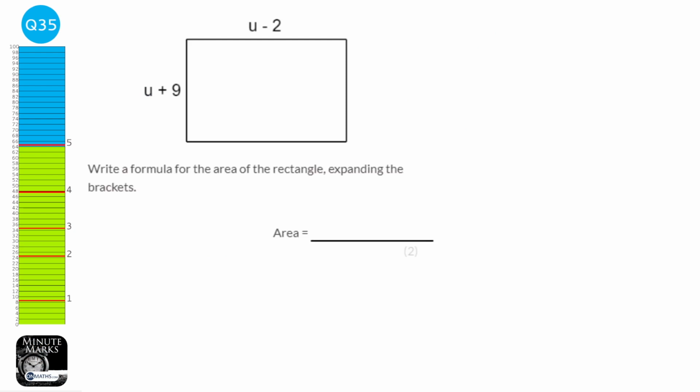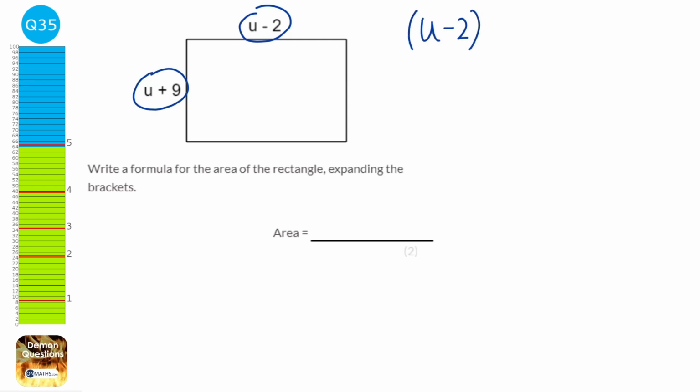So to find the area of a rectangle, we just multiply the width and the length. That's what we're going to do here. But whenever you have an expression representing a length or a width or anything really, you just put brackets around it. So we go u minus 2 times u plus 9.